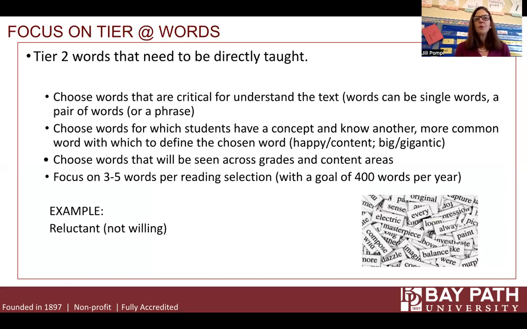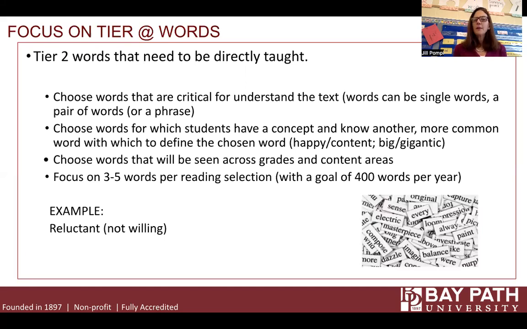What you want to do is choose words that are critical for understanding the text that you're going to be sharing with your students. Those can be single words or pairs of words or phrases. Again, you want to choose words for which students have a concept and know another, more common word, such as content related to happy or gigantic related to big. As I said, you want to choose words that will be seen across grades and content areas. And you might want to focus on only 3 to 5 words per reading selection with a goal of 400 words per year.